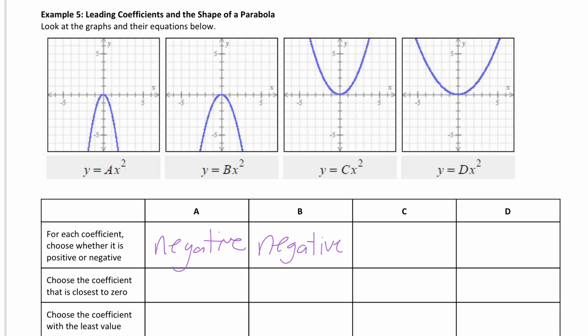Then if we take a look at c, this coefficient, now our graph is opening up. Since it's opening up, that means c has to be positive. And then if we take a look at d, that's this graph here, and again it's opening up, which tells us that d is a positive number.